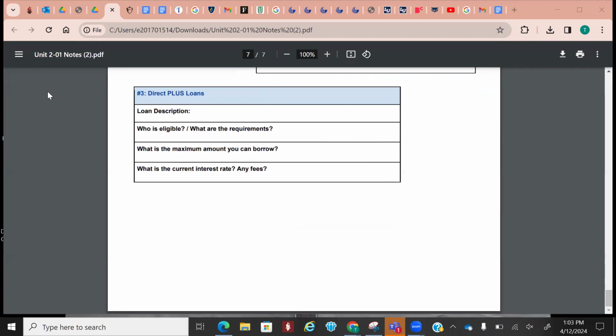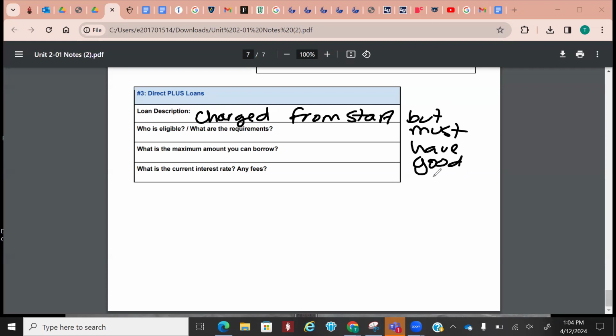Okay, direct PLUS loans are where interest is charged from the start, but you must have good credit history. So it just depends on how your credit is. And if you don't know how to build credit, probably get a credit card and then start building that credit. Because if you don't, you're not going to have a credit score. Okay. The current interest rate on this one is 7.54%. That's huge comparatively.